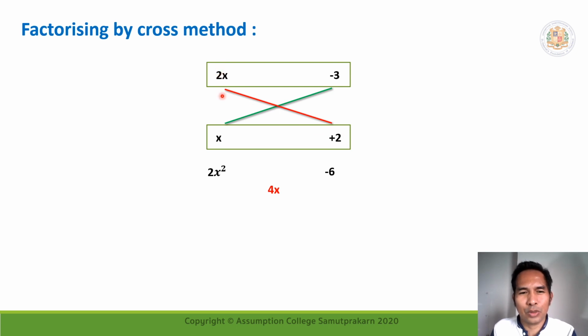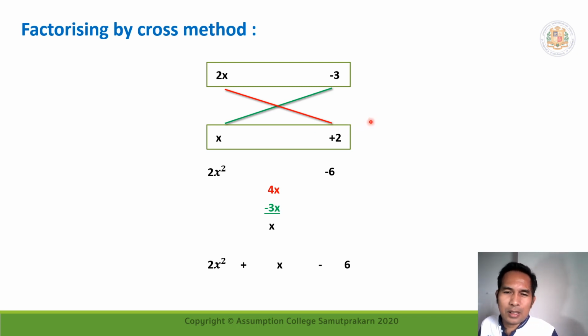Actually, this is the out. 2x times 2 is 4x. In, we have here this one, x and negative 3. So we have here negative 3x. So you add everything. This one, you just bring down 2x squared. And this one, 4x minus 3x is x. So therefore, the equation is 2x squared plus x minus 6. And the factor is 2x minus 3 and x plus 2. So we'll have an example on the next page.